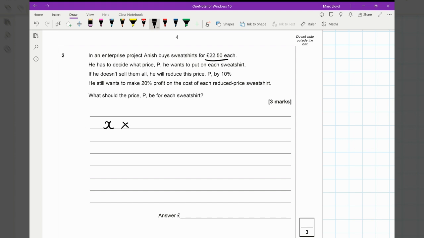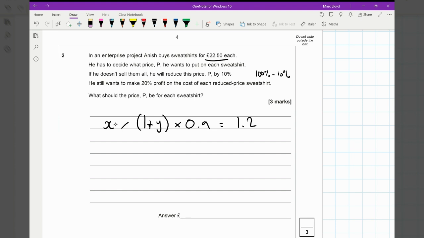It's then going to be multiplied by 1 point something, so 1 plus a percentage. And then, if he's going to reduce that price, he's going to multiply it by 0.9, because that's what 100% take away 10% is. And then that's going to equal the profit that he wants to make, which is 1.2.